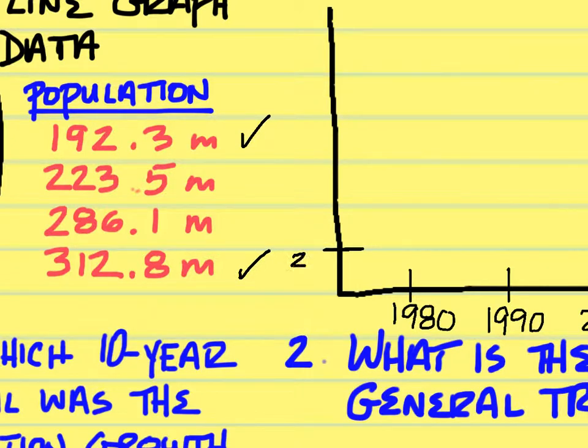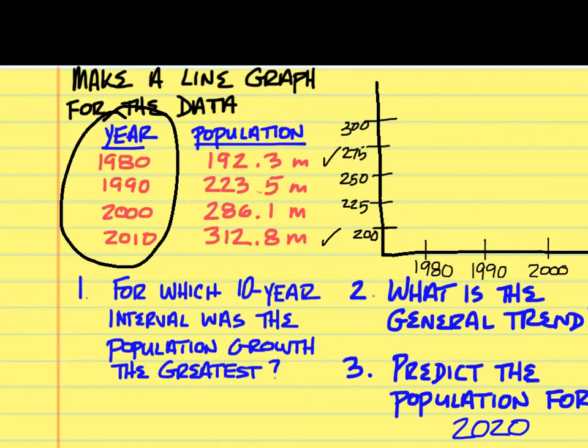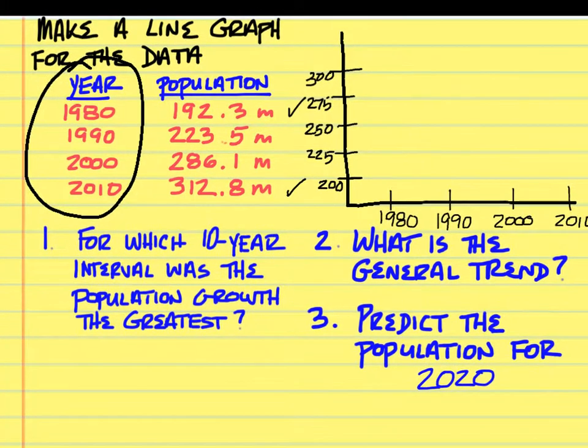So there's 200, there's 225, 250, 275, 300. And once you label those on your graph, you can go back and start to plot the points. So we'll do that in red. In 1980, there was 192.3 million people. So we will put a dot at 192.3 just above the 1980. And that would have to be just below the 200.